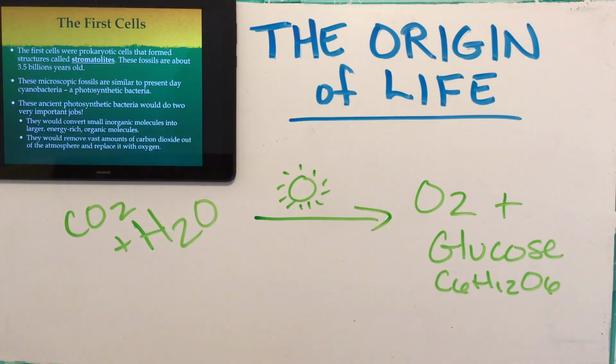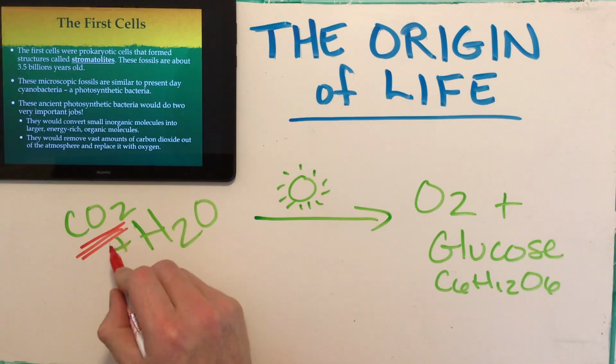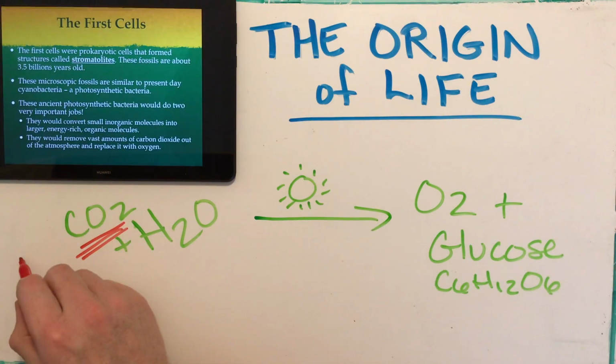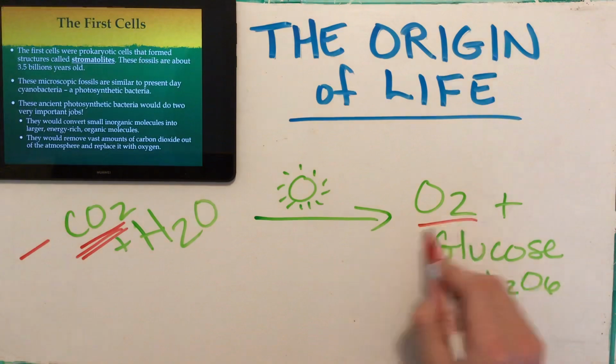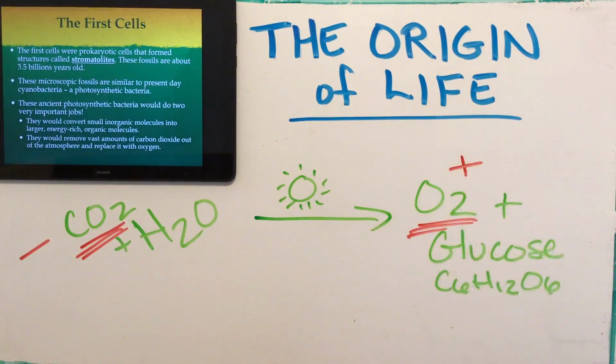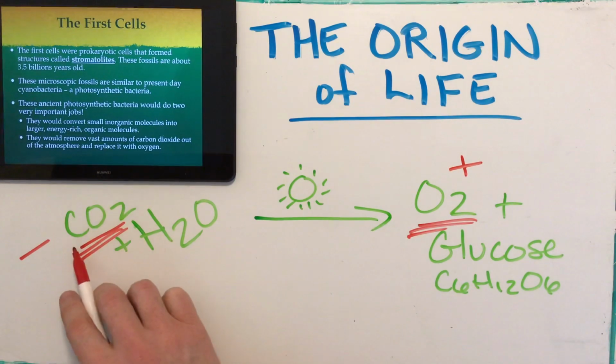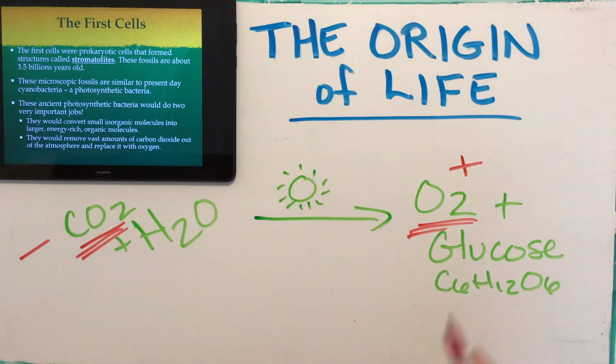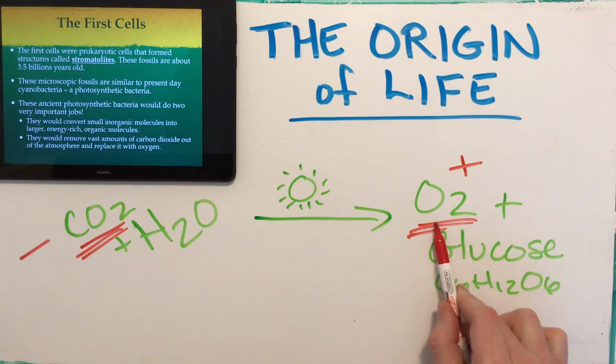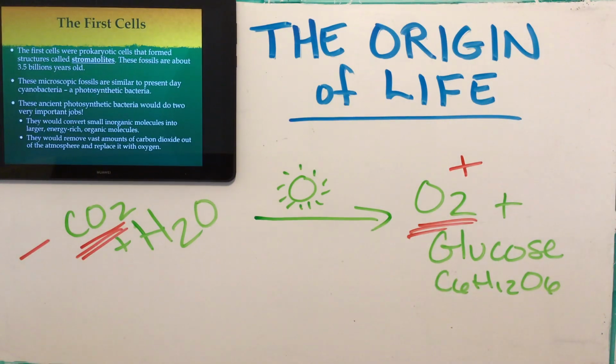What they also do, remember, these are the only living things right now. They're running photosynthesis for years and years and years. The second thing is, they're removing CO2 from the atmosphere. So this is going down, and this is going up, right? CO2 levels are dropping because the CO2 is getting converted into glucose, and oxygen levels in the atmosphere are increasing.